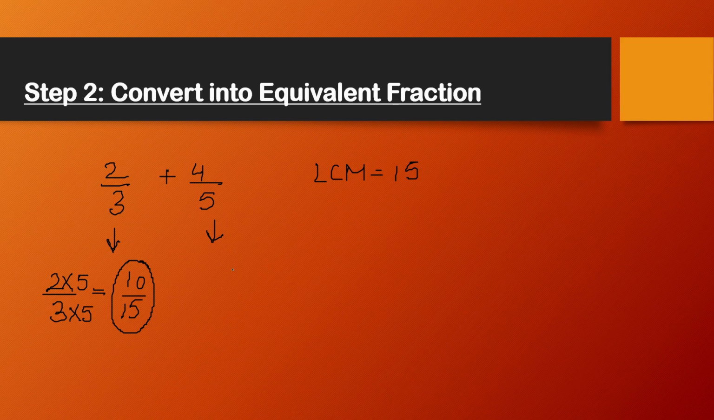Same thing we'll do with 4 by 5. For 4 by 5, we need to form an equivalent fraction having a denominator of 15. So what should we multiply with 5 to get 15, which is 3. And the same number needs to be multiplied with the numerator also. And the answer is going to be 12 by 15.